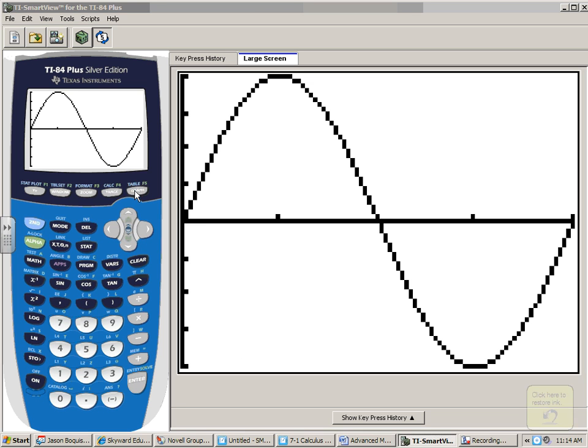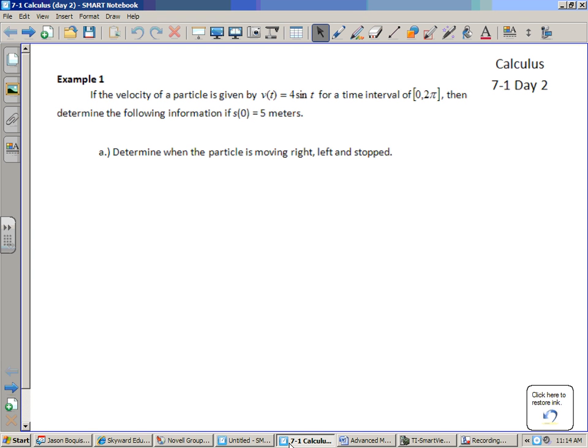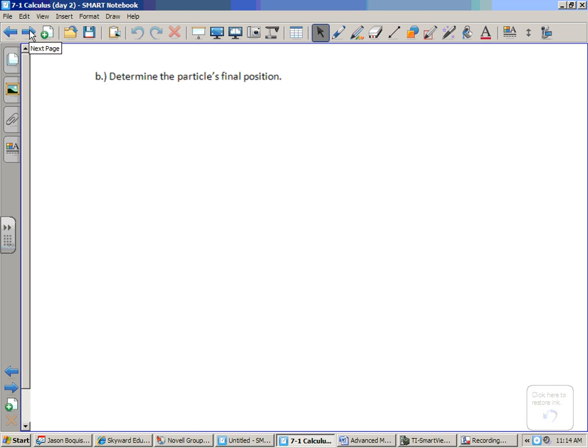Now the next question on the notes. So we answered that one. Determine the particle's final position.